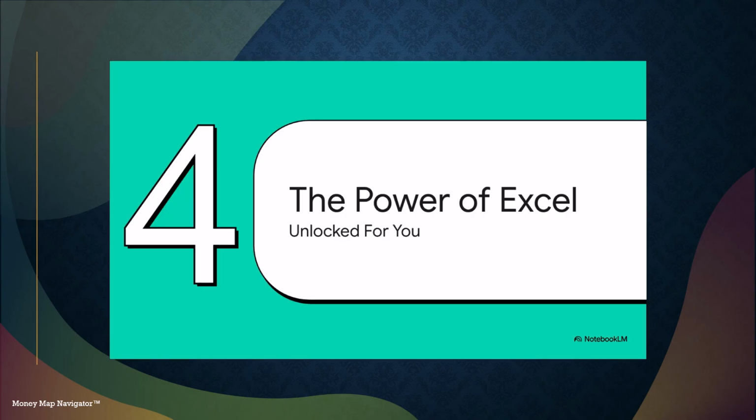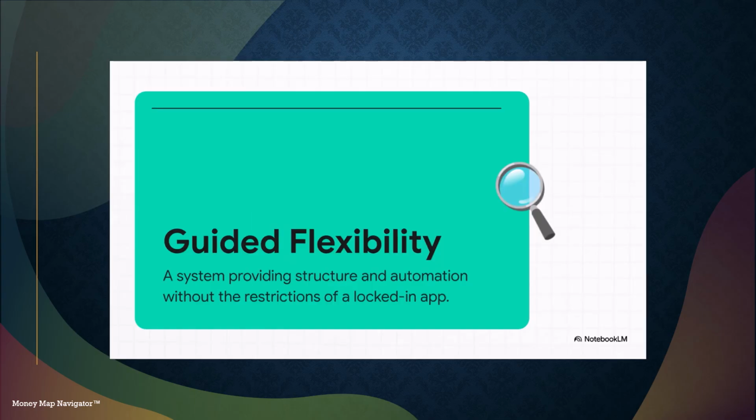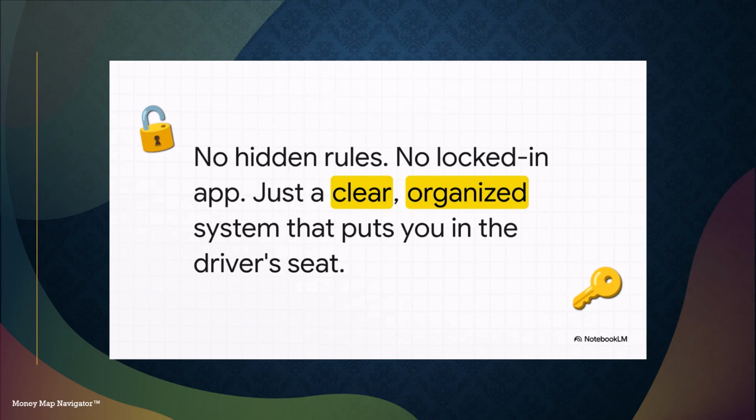You see, this gets to the core idea here. This isn't about getting rid of Excel, not at all. It's about unlocking the real power of Excel by just getting rid of all the frustrating stuff that makes it so hard to use for a personal budget. There's a perfect term for this idea, guided flexibility. Think about it. You get all the structure and automation you need to actually stick with it, but without being locked into some rigid, restrictive app. It's still Excel, so it feels familiar, it's completely flexible, and this is the most important part, it's 100% under your control. And that's such a key point.